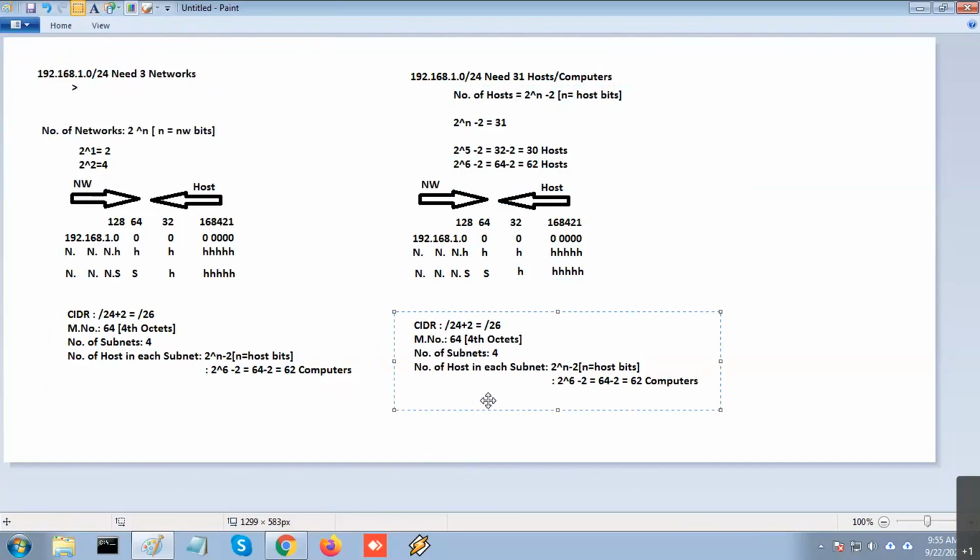CIDR is always, what is the formula? N plus S only. This time I have confirmed it, saying that the H bit is fixed. I'm not worried about the number of subnets.